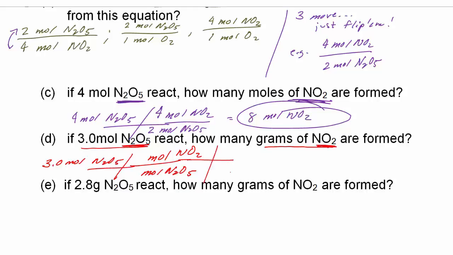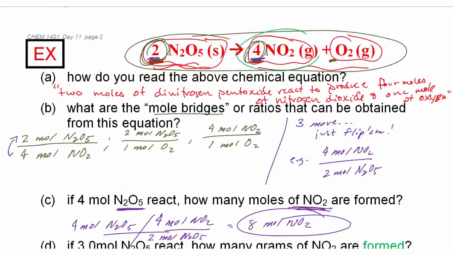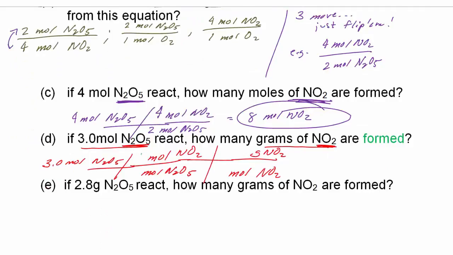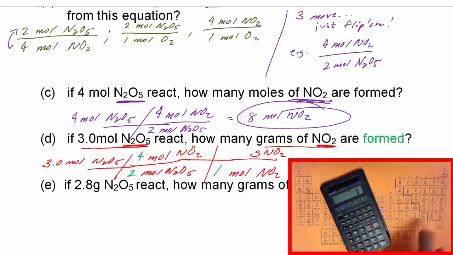Then moles of nitrogen dioxide has to be in the denominator. Grams nitrogen dioxide, molar mass. So now we just put in our numbers. The mole ratio of nitrogen dioxide to dinitrogen pentoxide, 4:2. And the molar mass of nitrogen dioxide, and 1 mole of nitrogen dioxide, right?